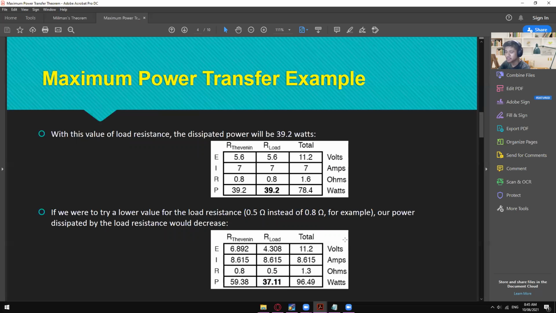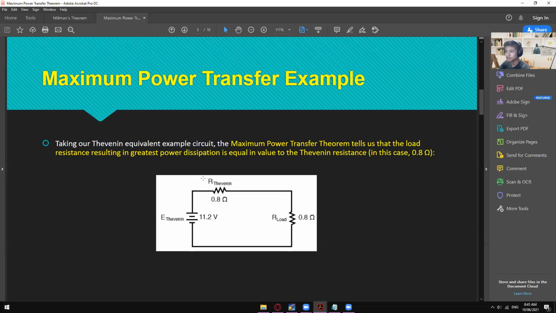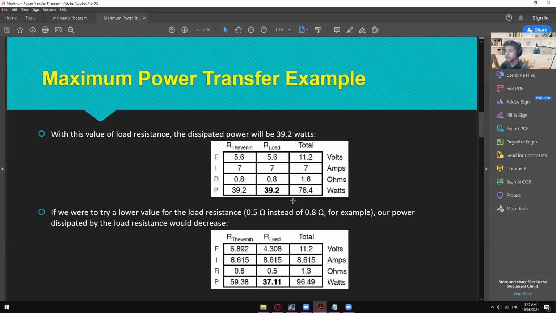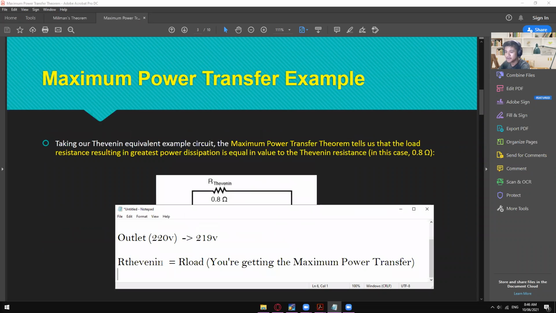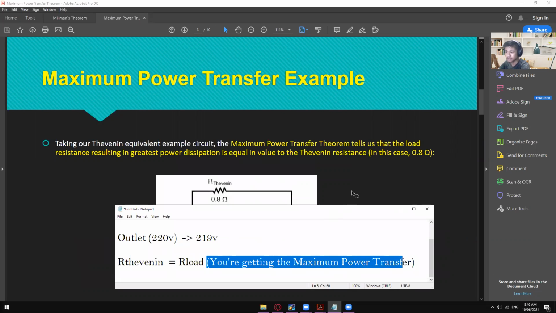For the computation, I would leave this one to you guys since you already know how to calculate the voltage drop, the current right here, and so on and so forth. In here we have 39.2 and then we have 37.11. And then what will happen if we increase that from 0.8 to 1.1? Still, we are getting a lesser power transfer. Before we have 39 and then it became 37 and in here it's now 38.22. That's the reason why if we have this R Thevenin equal to your R load values, then that's already the maximum power that you could get from your voltage source.